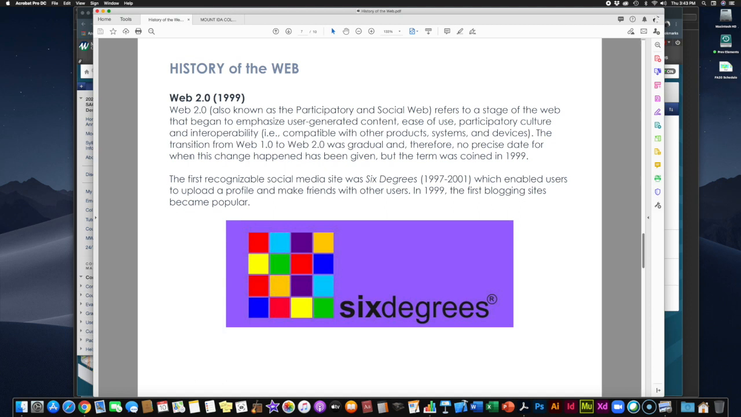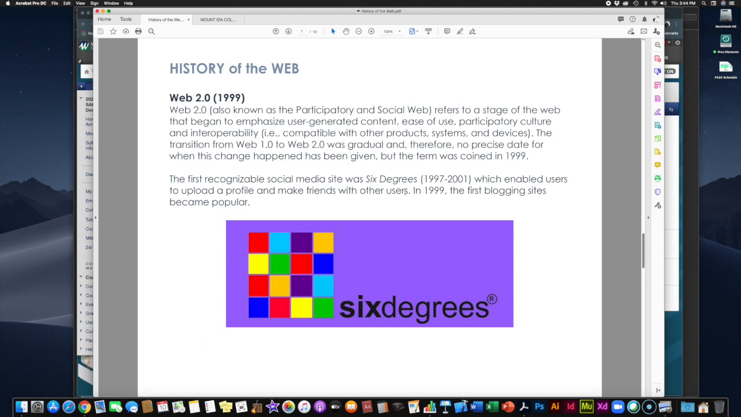But the first recognizable social media site, because remember, Web 2.0 is known as the participatory or social part of the web, dates back that far, where people started to communicate with other people on the web. So the first site that we now recognize as social media was called 6 Degrees. It was in operation from 1997 to 2001, and it enabled its users to upload a profile photo and make friends with other users. Sounds kind of familiar, right? That's the basis of most social media today, to connect with people.